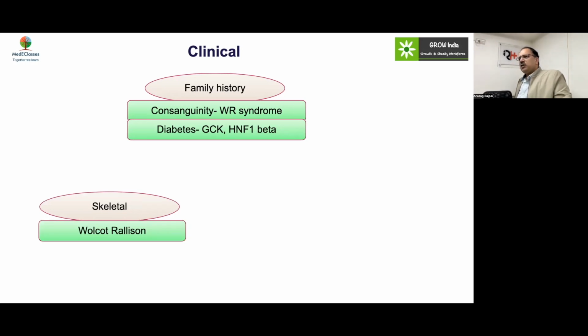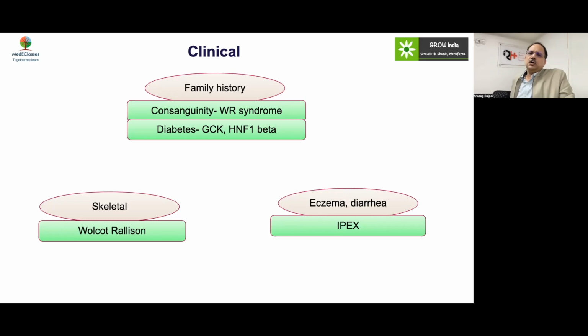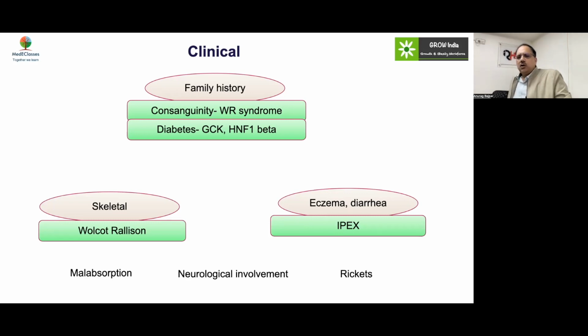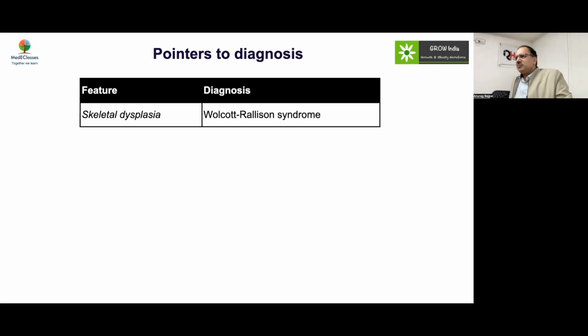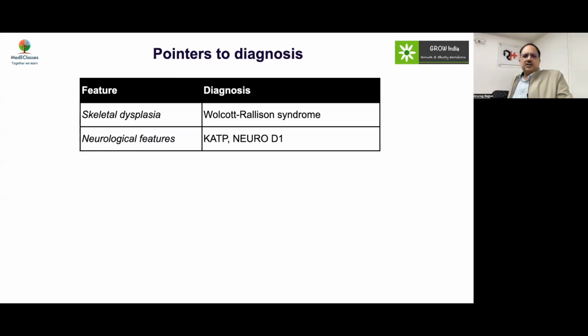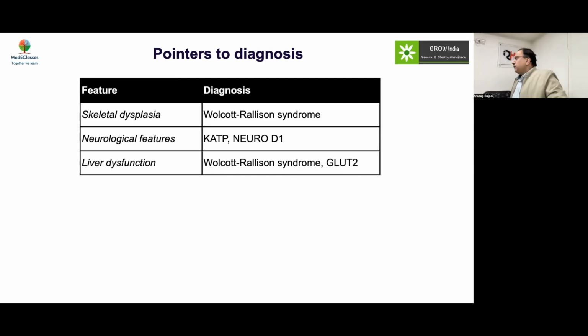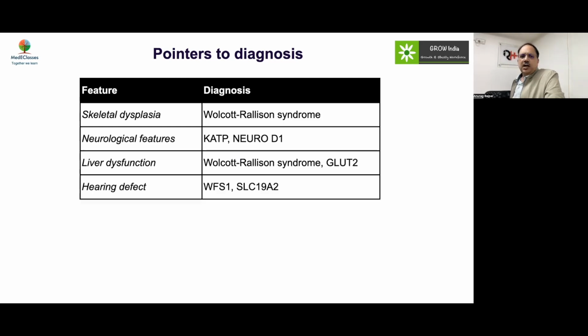Skeletal abnormalities will suggest Walcott Rallison. Eczema and diarrhea will indicate the possibility of IPEX syndrome. Look for malabsorption, neurological features, and rickets-like features. Where are you looking at rickets? Will be the one. So if you have skeletal dysplasia, think of Walcott Rallison. If there are neurological features, think of a potassium ATP or rarely a NEUROD1 defect. Liver dysfunction in Walcott Rallison.